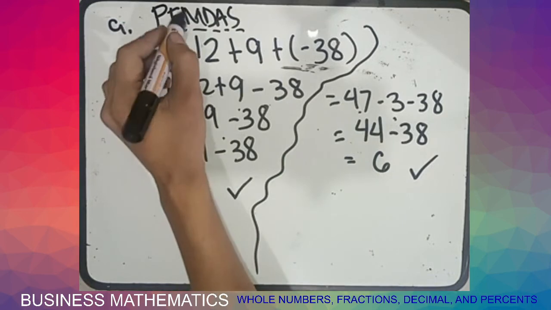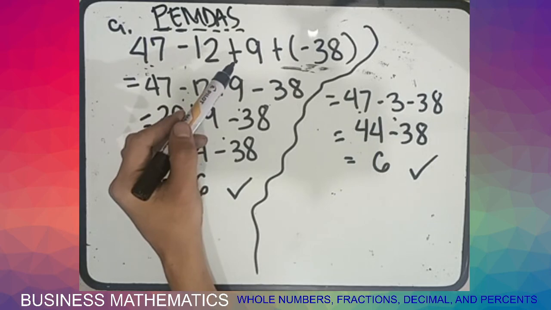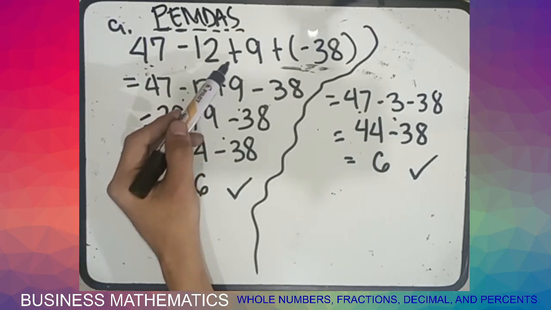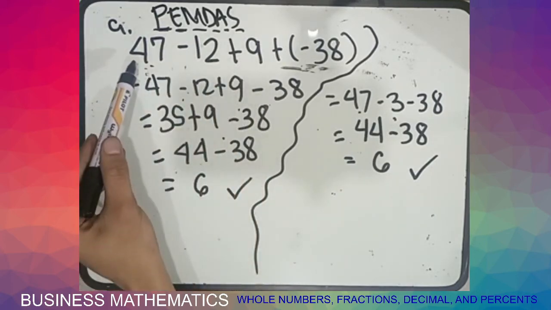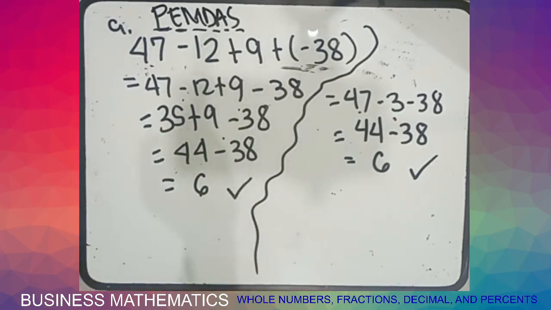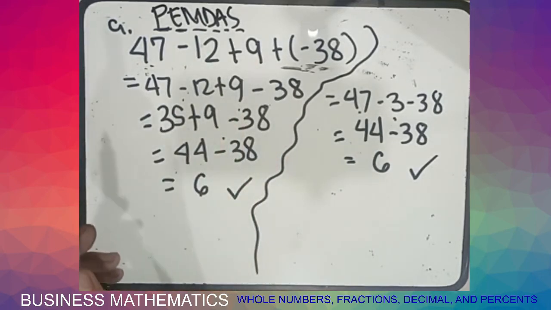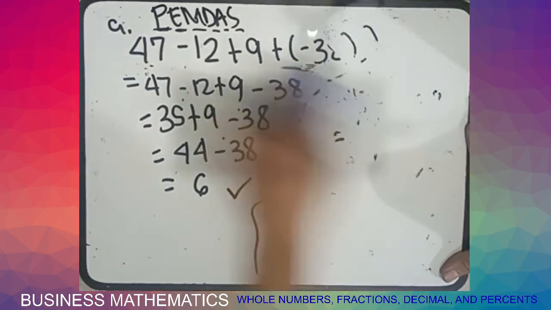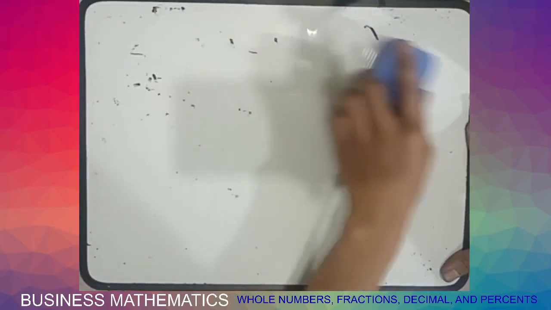Pero kapag pinag-usapan naman natin is, kunwari, multiplication, tapos ang sumunod ay addition, unahin mo pa rin si multiplication kay addition. Pero kung nauna si addition kaysa multiplication, uunahin mo pa rin si multiplication kaysa addition, kahit nauna si addition. Okay? So, naiintindihan? Okay, magbigay ulit tayo ng ibang example. Madali pa to. Yung tatandaan nyo sa PEMDAS.